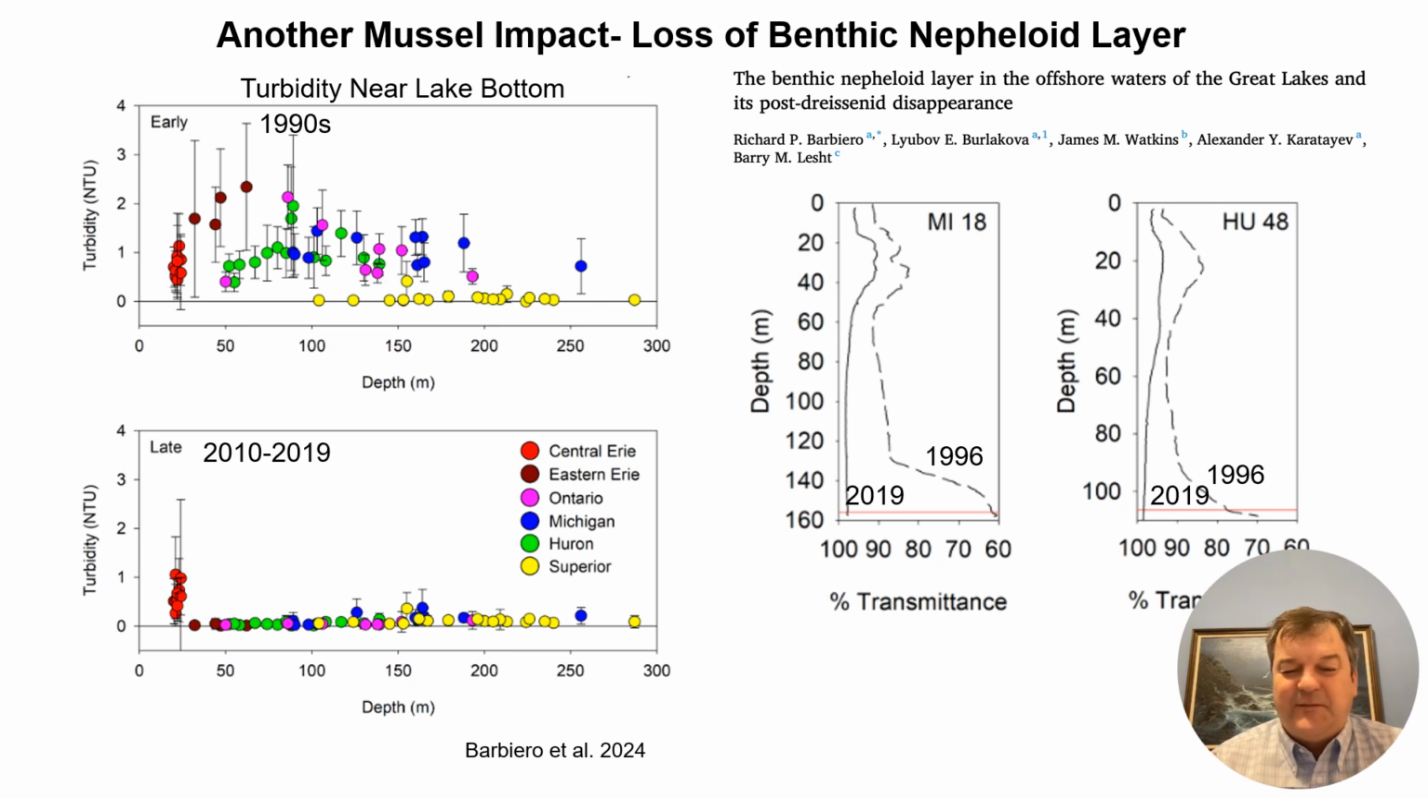Now on the right, we see some example profiles of what that looks like. So back in the 90s for Michigan and Huron, water clarity or light transmittance was actually down to 60% in the lower 15 to 20 meters of the lake, whereas now it's virtually clear. So this is a pretty major shift in bottom water dynamics and could contribute to changes in benthivorous fish predation on mysids and Diporeia, as well as indicates a loss of food to benthic organisms such as Diporeia.